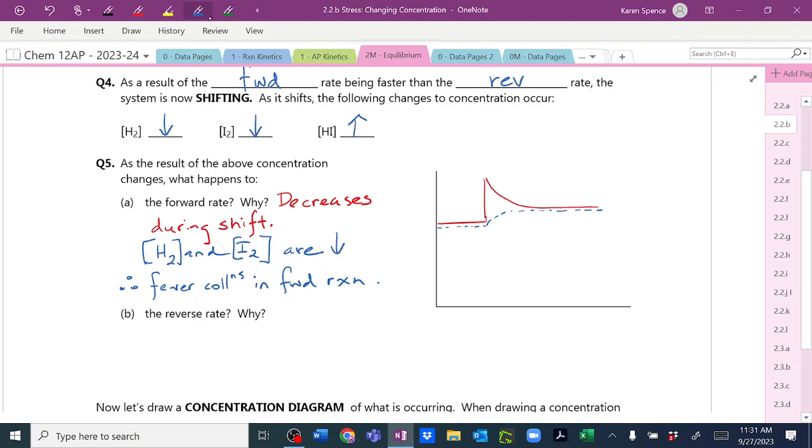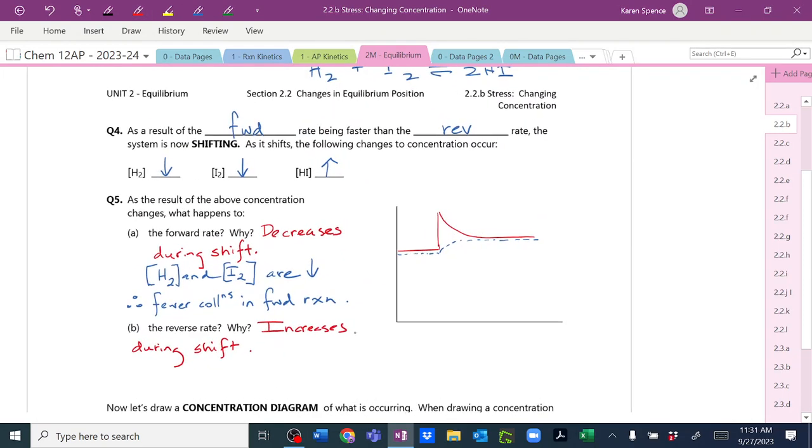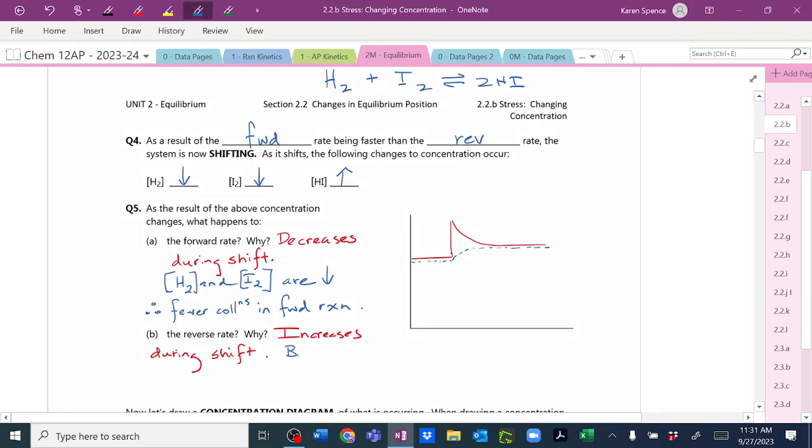The reverse rate increases during the shift. Why? Because we get more and more products. And therefore we get more collisions in the reverse reaction.